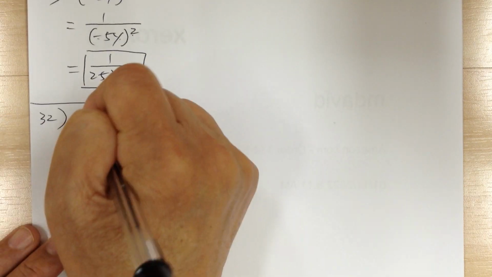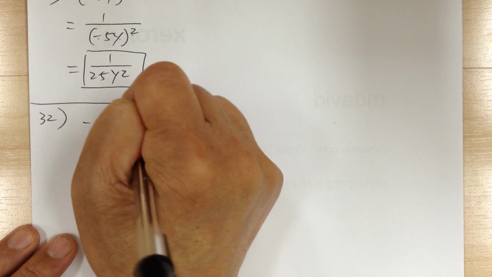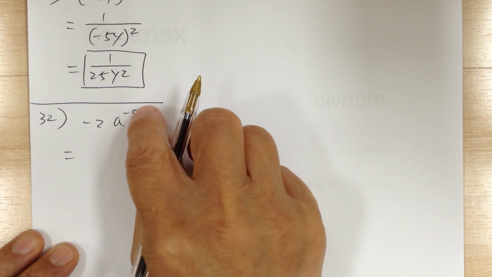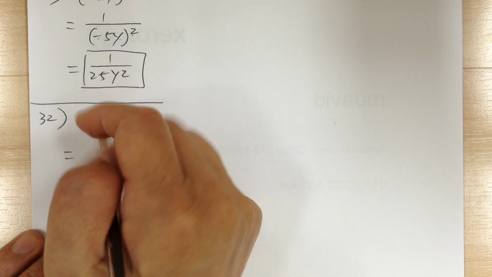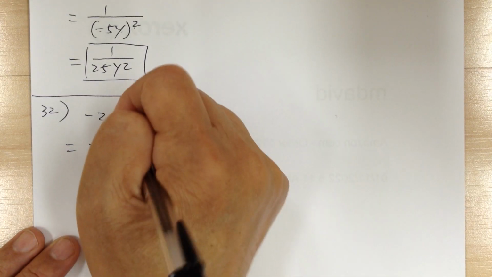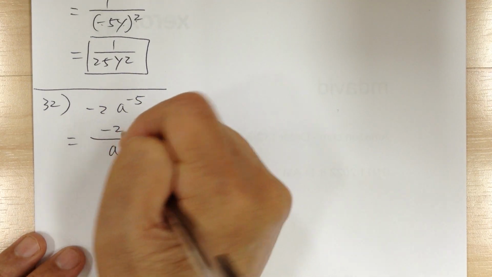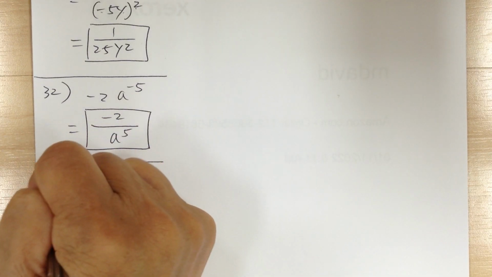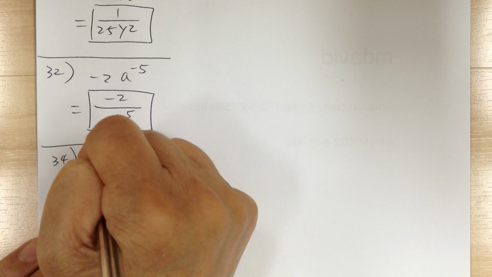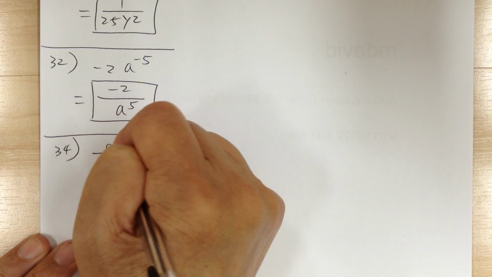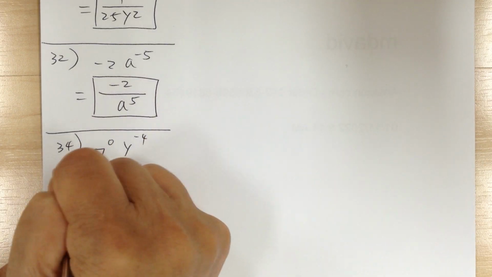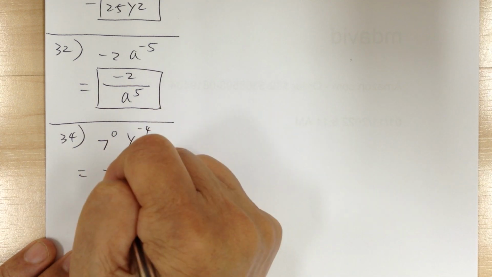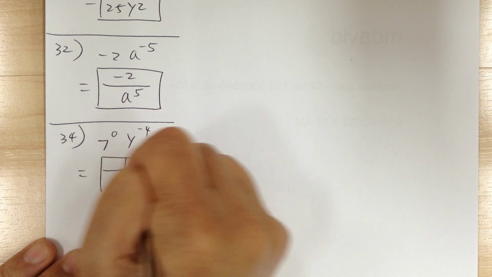Okay, number 32, negative 2a to the negative 5 power. So again, the exponent is only for the a, not for the negative 2. So negative 2, leave it alone, and the a gets flipped to the bottom, and that's it. Okay, number 34, you got 7 to the 0 power, y to the negative 4. 7 to the 0 power is 1, so this does not do anything, and the y you'll flip to the bottom, and that's it.